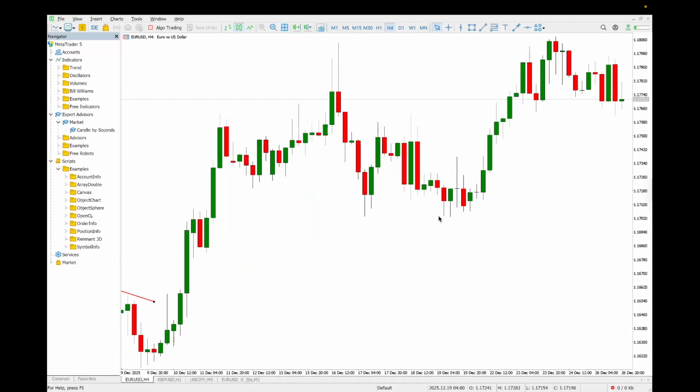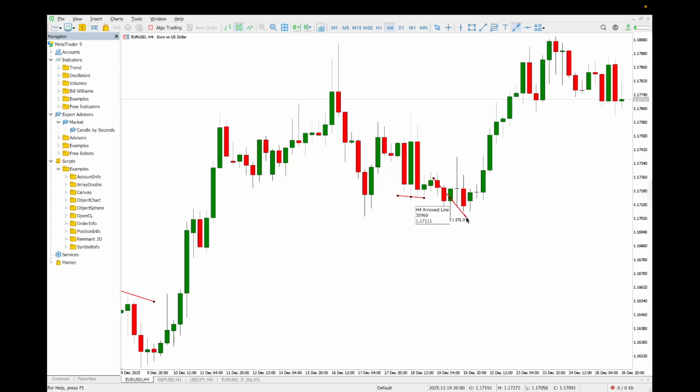For example, we can call this pool here the sell side. You can see this pool of liquidity here is sell side. We have price move and sweep all of this sell side liquidity here. Remember, sell side typically appears below recent lows.